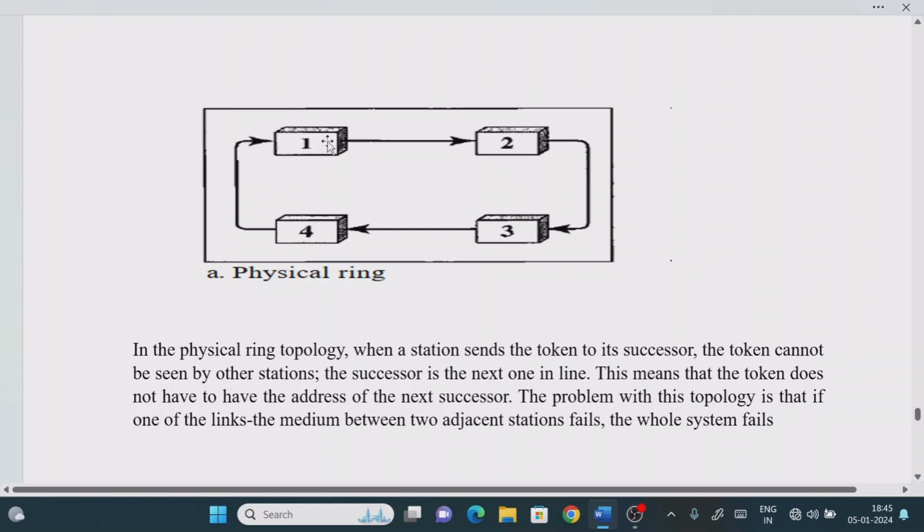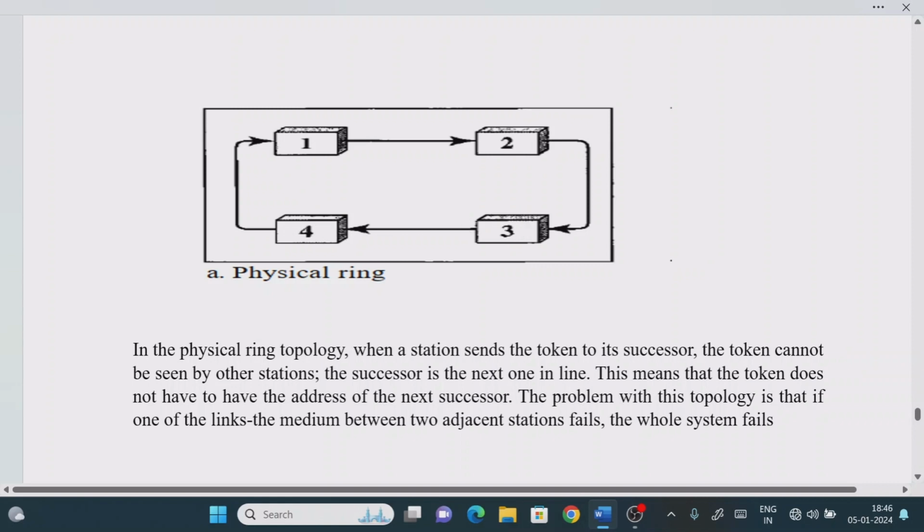Once it is completed, the next one in line to get the token, the successor, is nothing but station 2. This means that the token does not have the address of the next successor. So if you have the token here, you cannot send the token to either 4 or 3. The token always has to pass to station 2 only. Suppose you have the token at station 2, once it is completed, it will pass to station 3. It means that we don't have any separate identification mechanism, like IP addressing, we don't require that here. That is the meaning of this one.